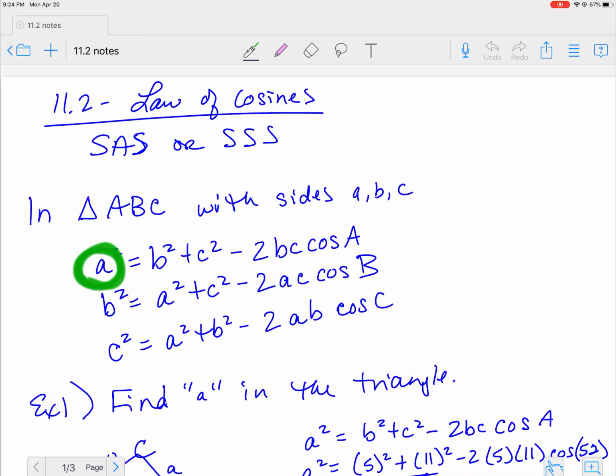The side you're trying to figure out is equal to the other two sides squared, minus 2 times those other two sides and the cosine of the angle associated with that side. That's all it is. So for b, I use a squared plus c squared minus 2ac, and then the cosine of that B, right? Because that's the side that we're going after.